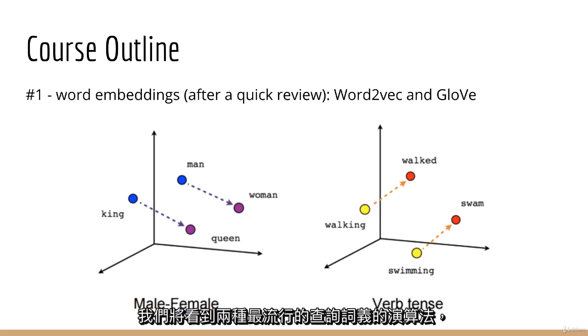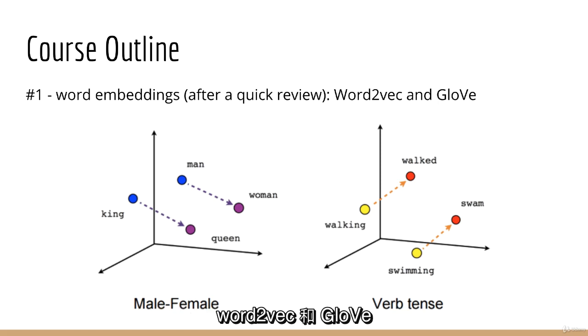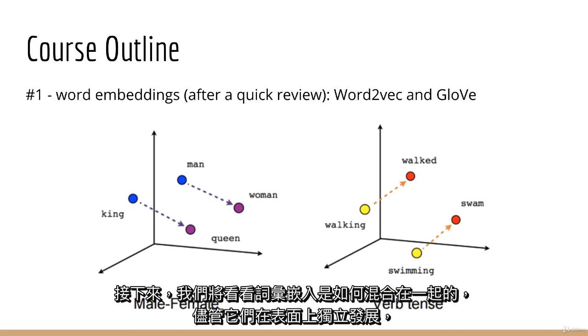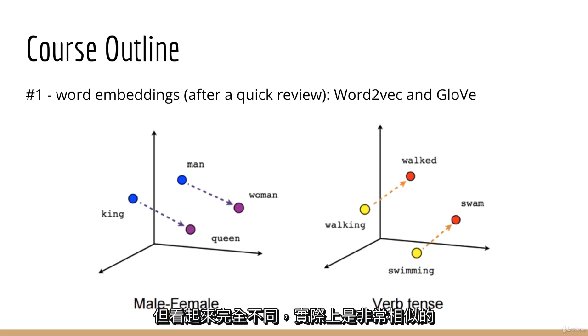We'll be looking at two of the most popular algorithms for finding word embeddings, which are word2vec and glove. Next, we'll look at how word2vec and glove, although developed independently and on the surface seem totally different, are actually very similar.